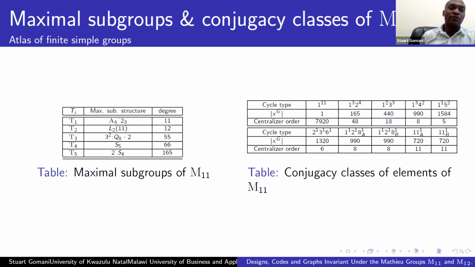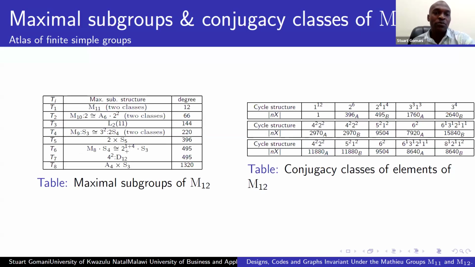Now, our designs are constructed from maximal subgroups and conjugacy classes of elements of the groups under discussion. So we present here the information about the maximal subgroups and the conjugacy classes as they appear in the Atlas of Finite Simple Groups. These are the conjugacy classes and maximal subgroups of M11. And for the maximal subgroups and conjugacy classes of M12, again, we obtain this information from the Atlas.